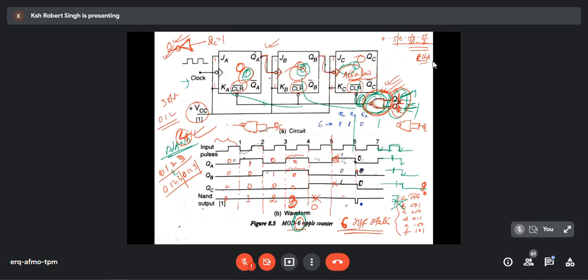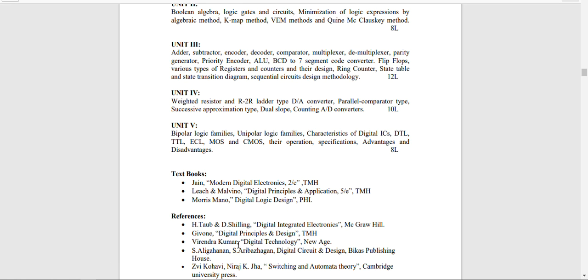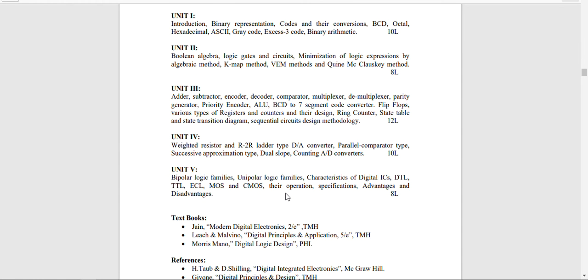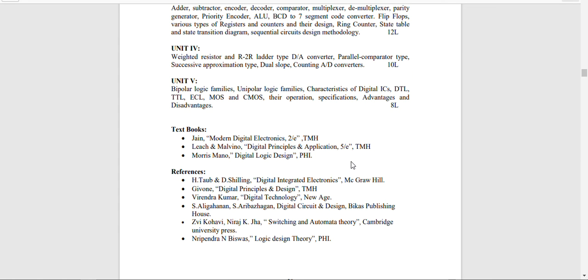Okay, so another 5 to 10 minutes I will take because I have lots of things to cover. So this is about asynchronous counters. Now see, don't think that everything is very difficult. Take it very lightly. This is very simple.